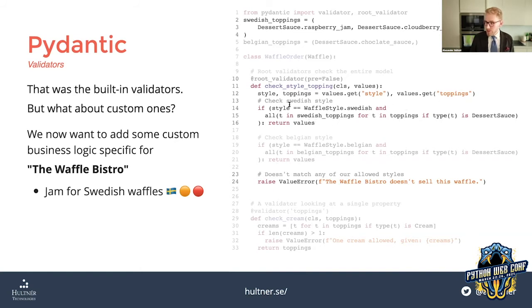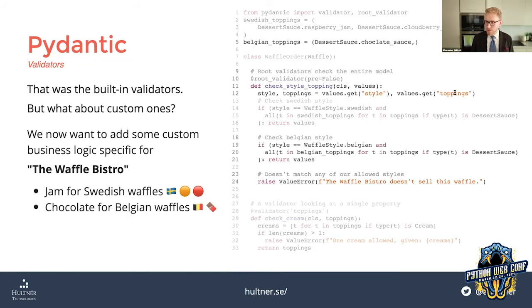So I get out my style and toppings, and I check that the style is Swedish, and I also check that all the toppings of the type dessert sauce are actually in the Swedish toppings legal list here, the whitelist I've kept. And if this fails, and it also fails the Belgian check later, it will raise a value error saying the Waffle Bistro doesn't sell this waffle. Basically, this is a very easy way to check several attributes at once. So I check both the style and the toppings and make sure that they adhere to some common thing.